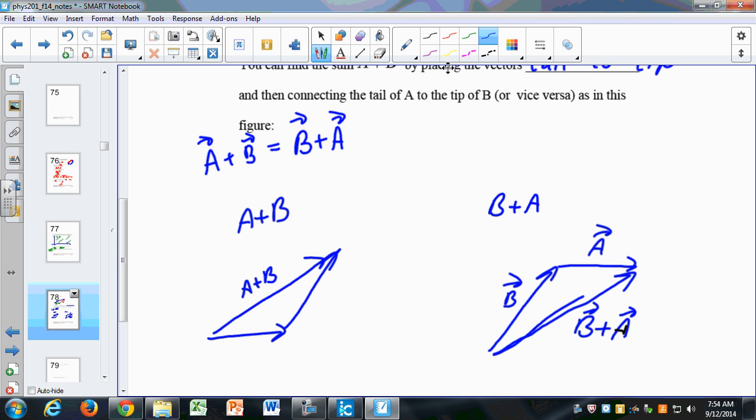I'm going to write it down. You don't need to know it for this class, but you might see it again in other classes. That holds for vectors. It holds for other things too, right? Just digits, right? 1 plus 3 equals 3 plus 1. But it also holds for vectors, the commutative property.